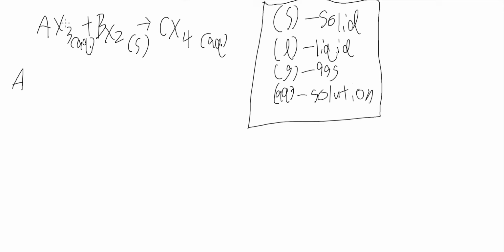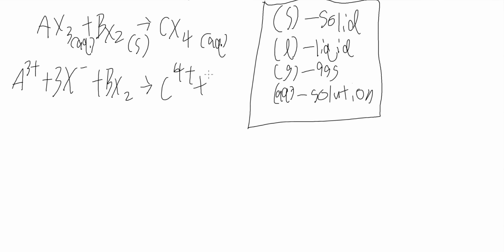Anyway, all of these aqueous ionic compounds we can break down into ions. Since X will be a minus 1 ion, we'll say that A is 3 plus. A3 plus, 3X minus, BX2 solid stays the same, C4 plus, X minus. And now you cancel what you can, okay?